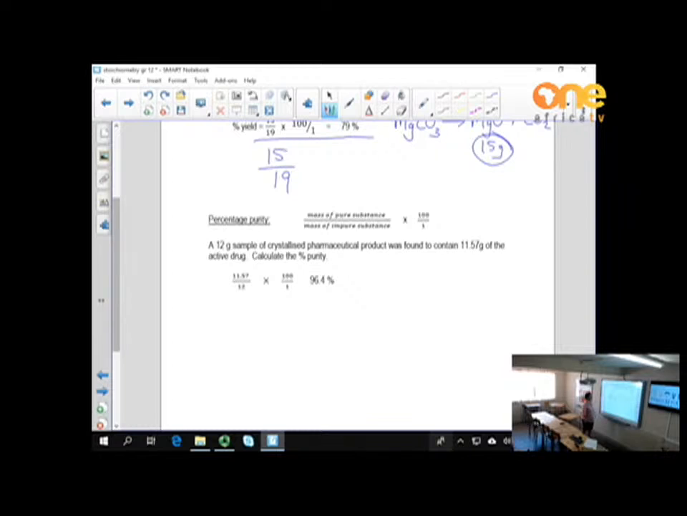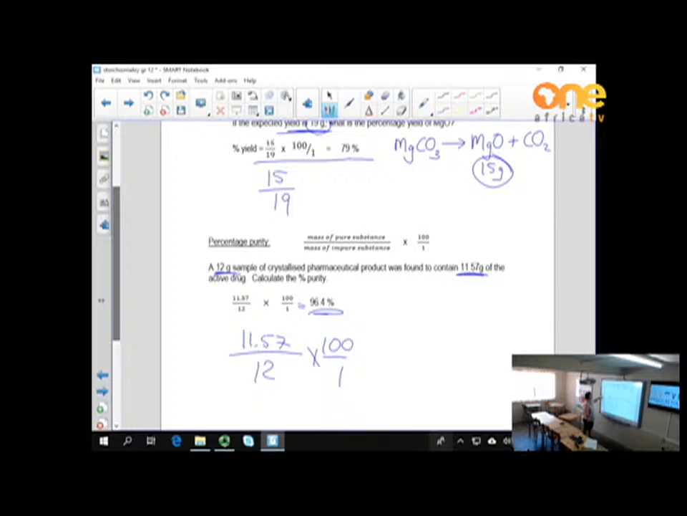Sometimes they can ask us percentage purity. They say we have 12 grams of a substance. And we found that when we analyzed it, it only contained 11.57 grams of the active stuff we were looking for. In other words, there was a little bit of fillers added or impurities in it. So what is the percentage purity? Well, it is the 11.57 divided by the 12 as a percentage, which would give me 96.4%.